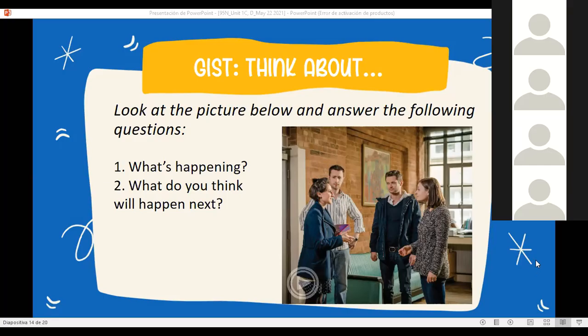Yo pienso que se están conociendo. Okay, they are getting to know. Could be a good option. Thank you. And the last one, Bibi, can you help me with the answer of number 2? What is going to happen next? Teacher, they will have help and they will find a solution. Okay, they will find a solution. That's a good answer. Let's see.